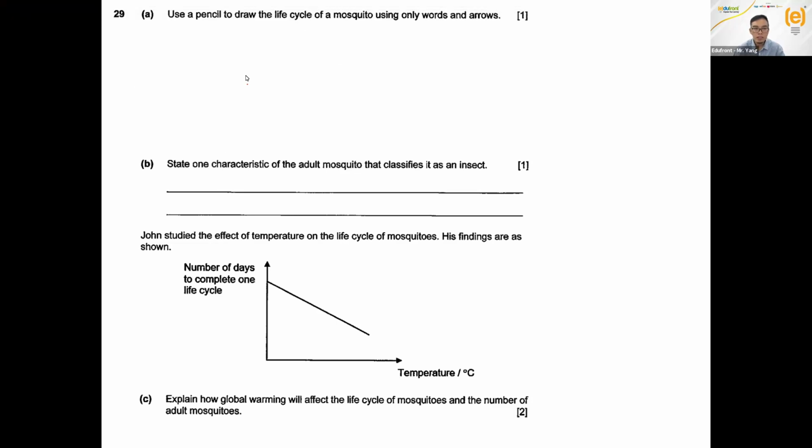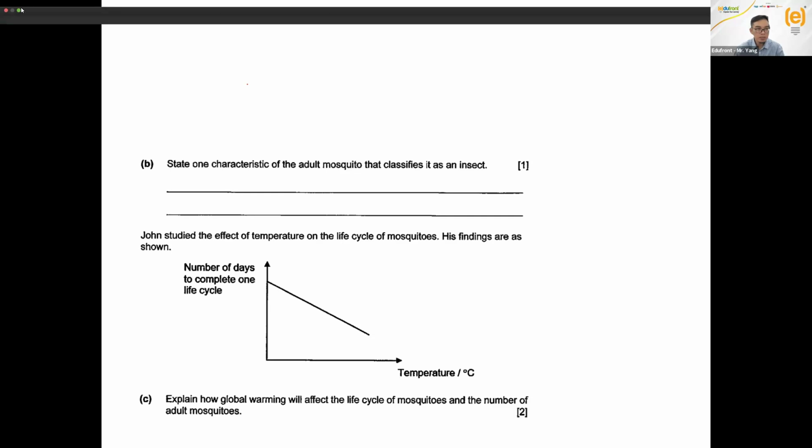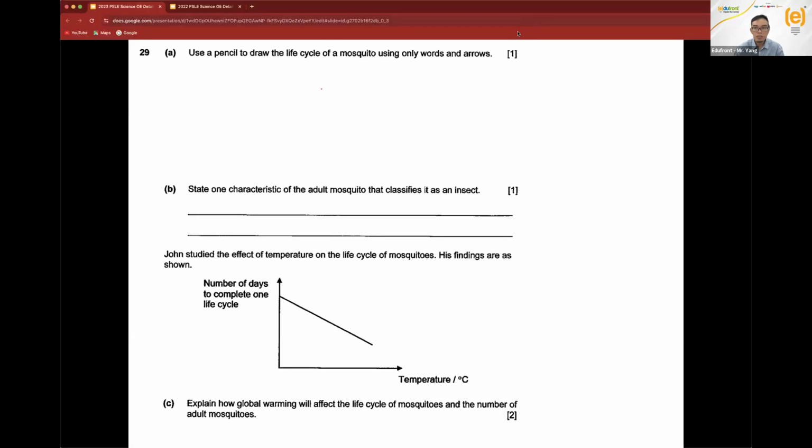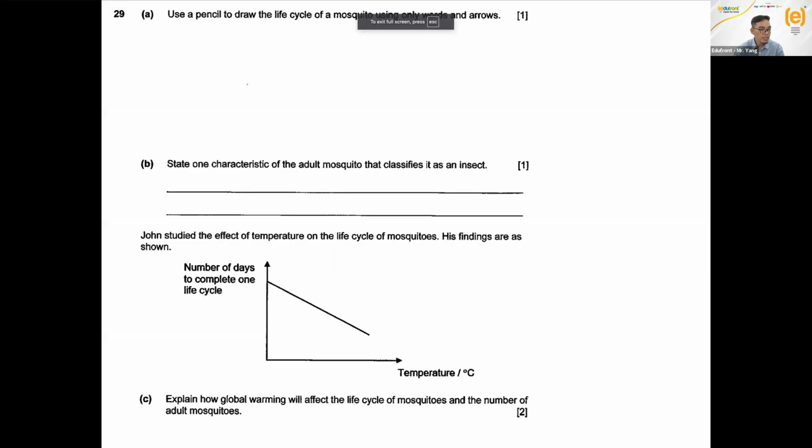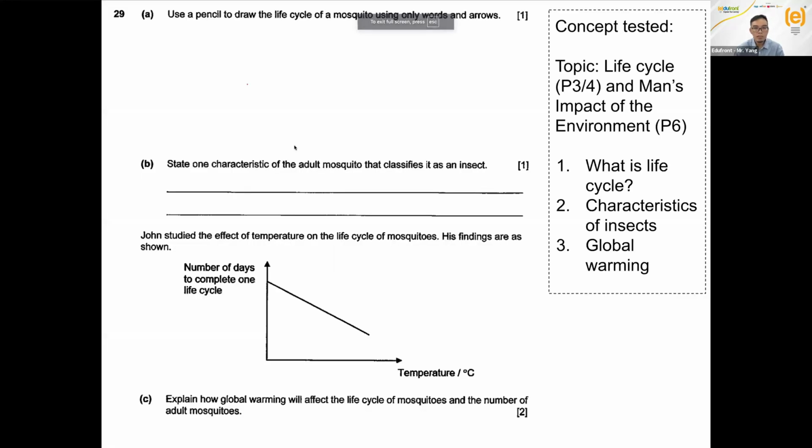All right. Okay, so first question. Use a pencil to draw the life cycle of mosquito using only words and arrows. This was last year's paper. Give me a second. All of you can see the slides, right? Okay, good.